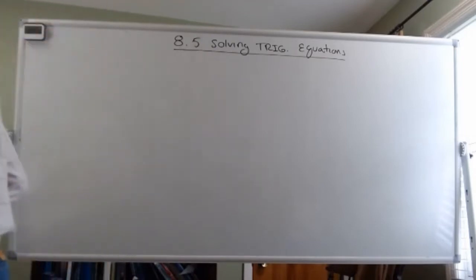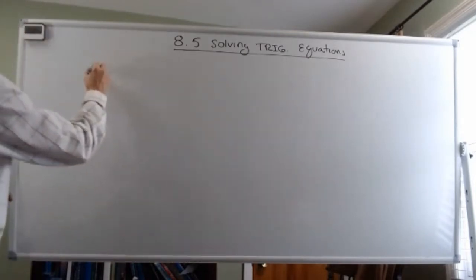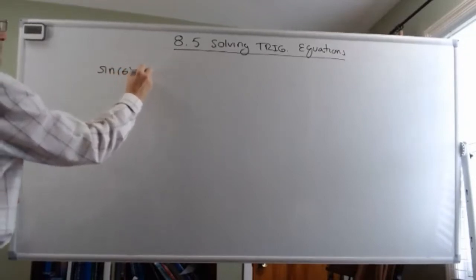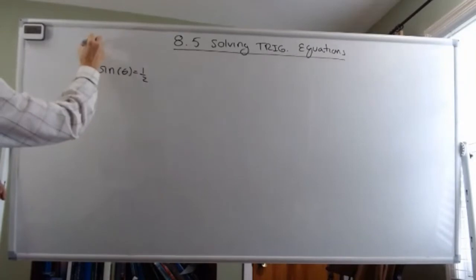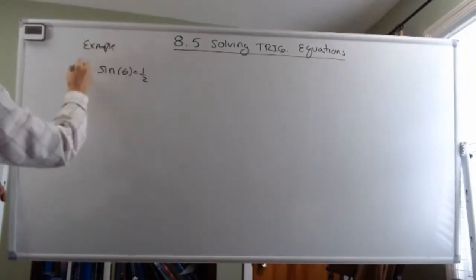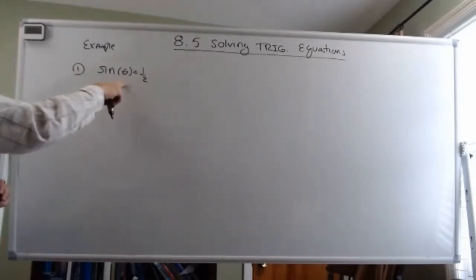So let's start with a very simple one that we're all comfortable with. And say we're looking for the following. Let's see. Okay, a simple one I have in the book. We'll do two of them. So I have sine of theta is equal to 1/2. Okay? So this is my first example. So we want to find all the values of theta.